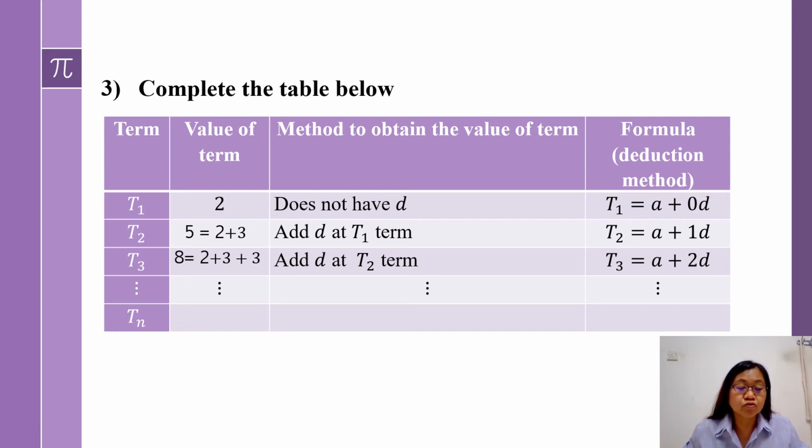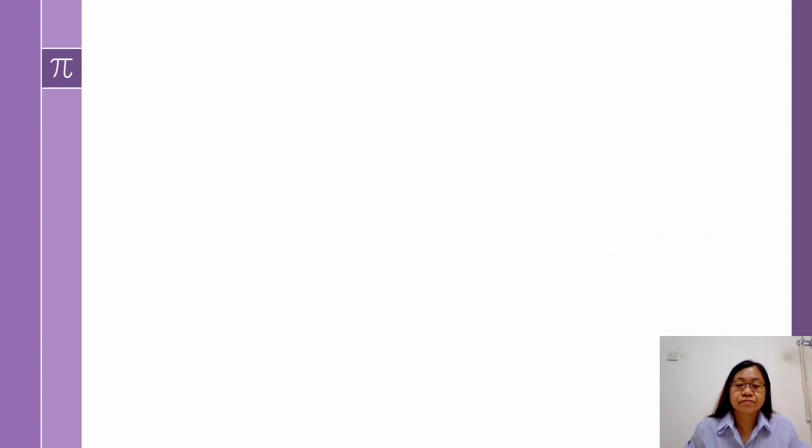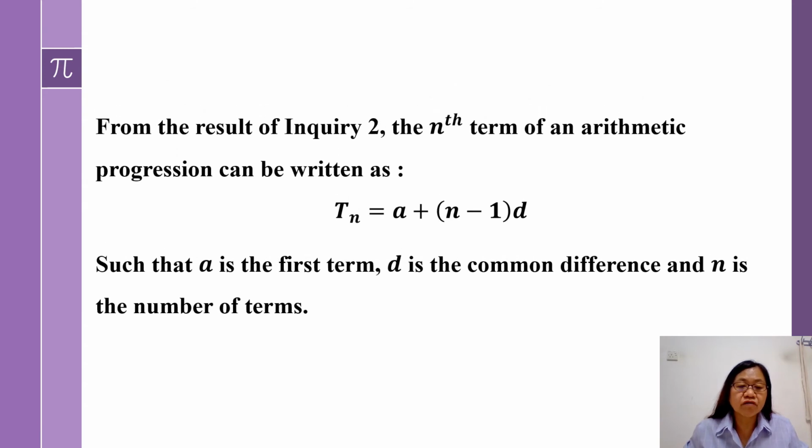Okay, when we go to T3, 8 is equal to 2 plus 3 plus 3. This means add D to the second term. So T3 is A plus 2D. So we can complete the table. And then from the result of inquiry 2, the nth term of an arithmetic progression can be written as Tn equals A plus (n minus 1) times D, such that A is the first term, D is the common difference, and n is the number of terms.